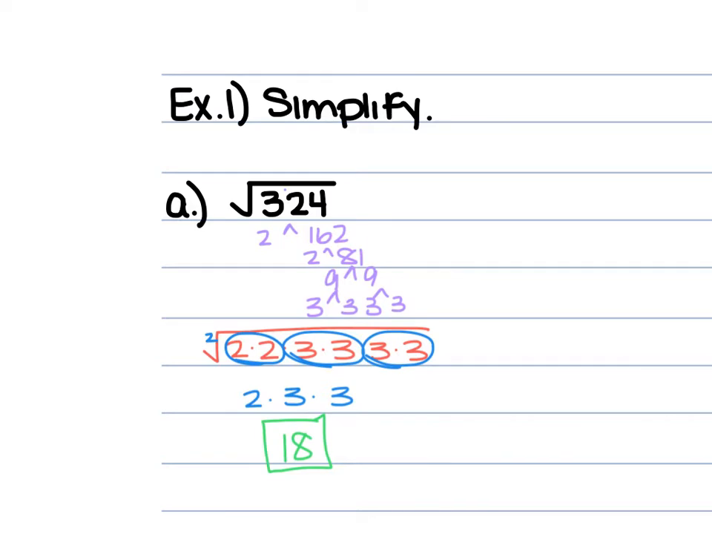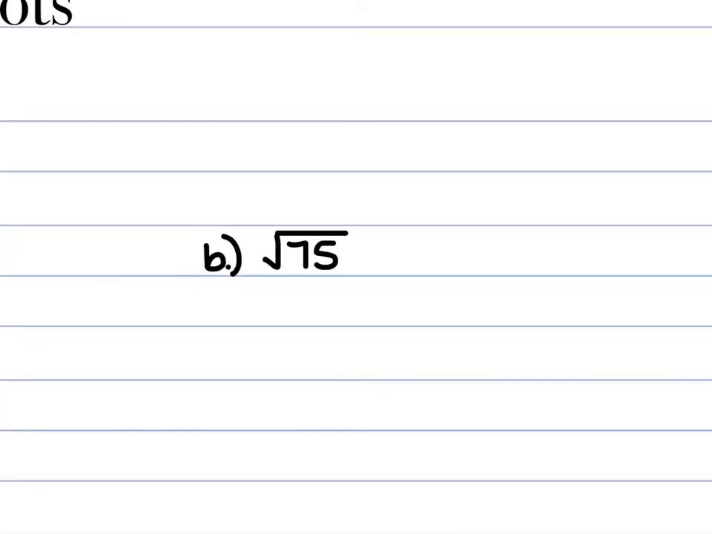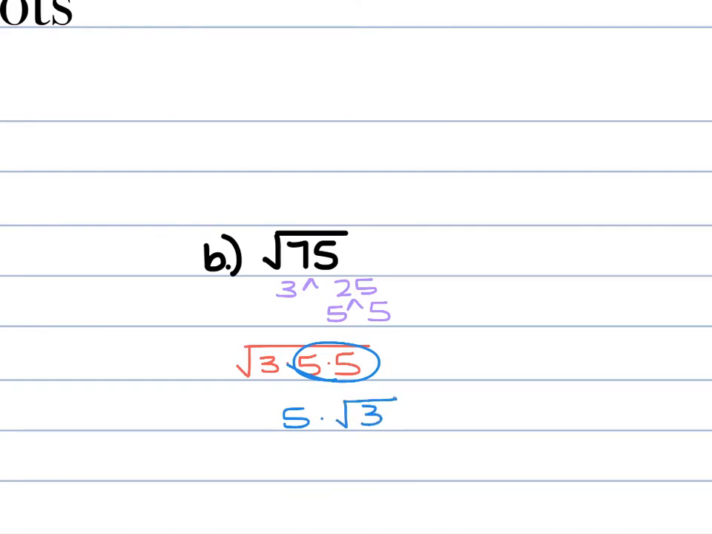If we look at an example like B with the square root of 75, this is an irrational square root because 75 is 3 times 25, and the 25 is 5 times 5. So if we rewrite this, it's the square root of 3 times 5 times 5. We're grouping up sets of 2. The 5 has a set of 2, however, the 3 does not. So the 3 has to stay underneath the radical. So it's just going to be 5 square root 3.